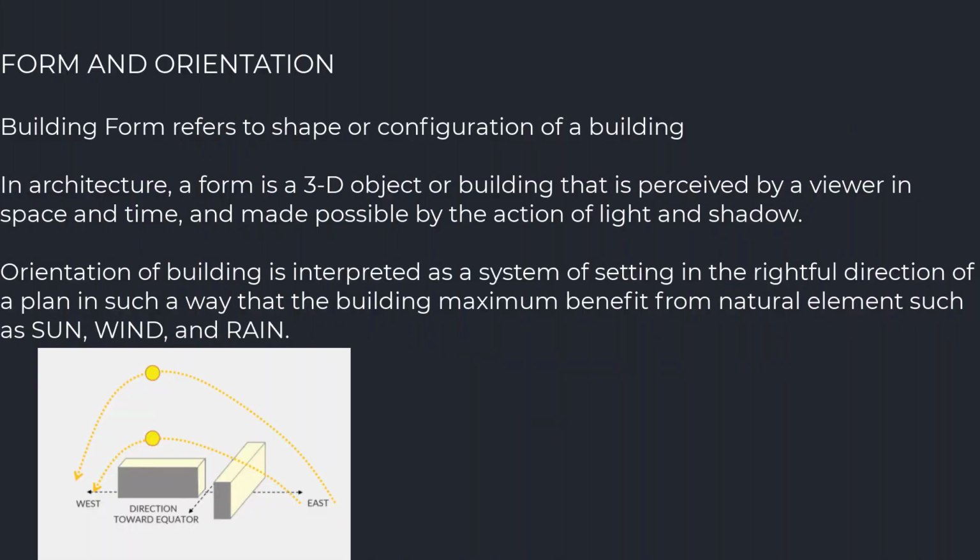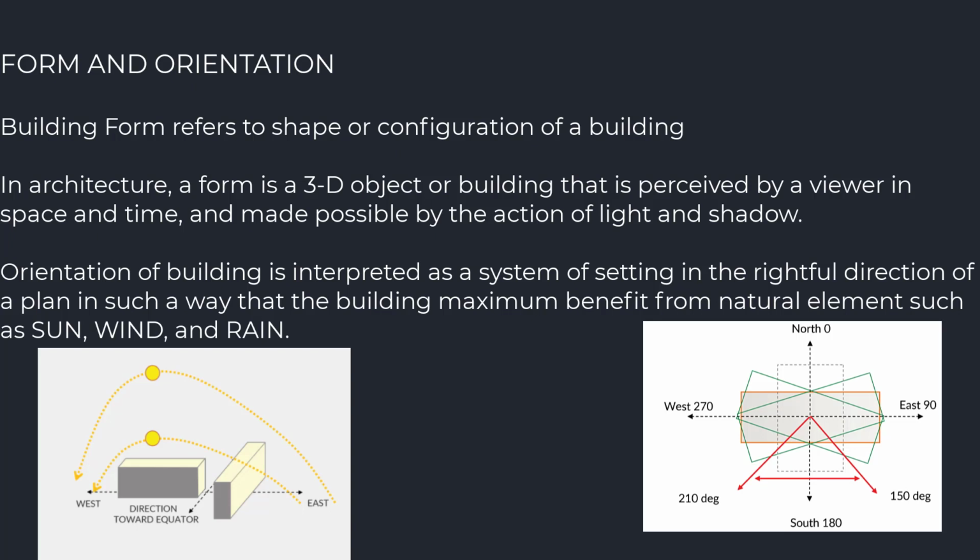Form and orientation. Building form refers to the shape or configuration of a building. Orientation of a building is interpreted as a system of setting the plan in the rightful direction, in such a way that the building maximizes the benefit from natural elements such as sun, wind, and rain. So the building has to be set up in a proper orientation so that nature may influence it in all aspects. Architects have to understand that nature has the ability to define the shape of your design modeling.